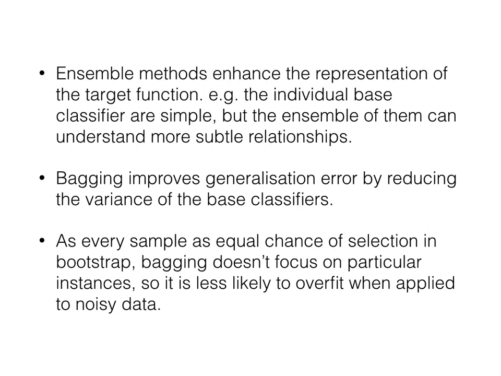So the reason they work is that ensemble methods enhance the representation of the target function. In the case that we were looking at, the individual base classifiers are really simple. They can only do this one test, so they're not able to represent the function. We could say that they're too biased in a lot of ways. But it turns out that the ensemble of them together can understand those more subtle relationships because we've enhanced the representation. So bagging improves generalization error by reducing the variance component of the base classifiers.